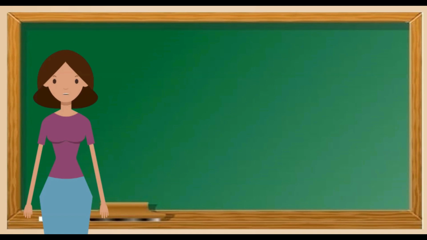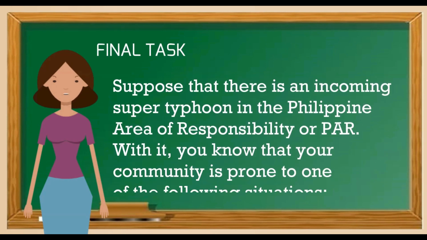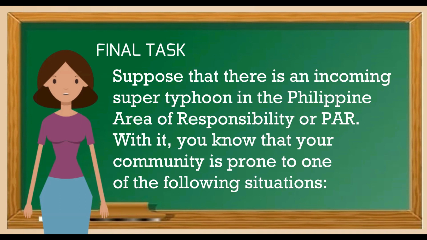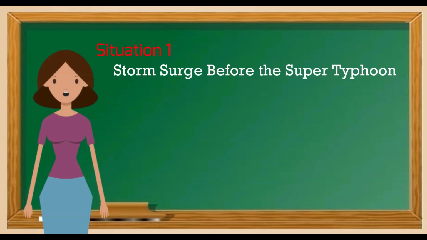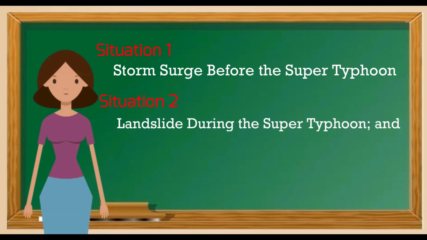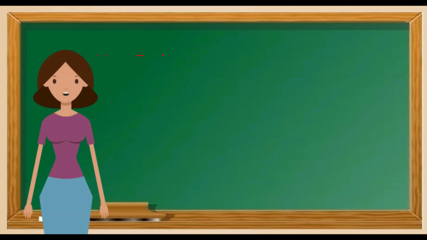Now that you are equipped to give instructions orally, it is now time for your final task. Suppose that there is an incoming super typhoon in the Philippine Area of Responsibility or PAR. With it, you know that your community is prone to one of the following situations. Situation 1. Storm surge before the super typhoon. Situation 2. Landslide during the super typhoon. And Situation 3. Flooding during and after the super typhoon.